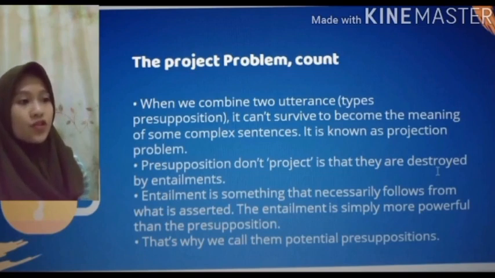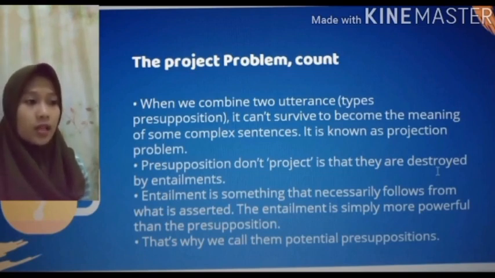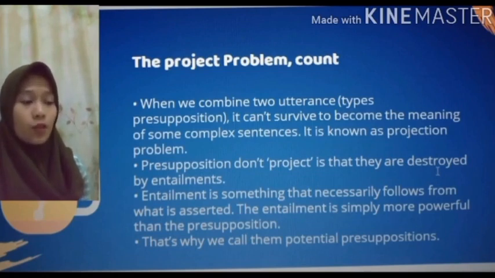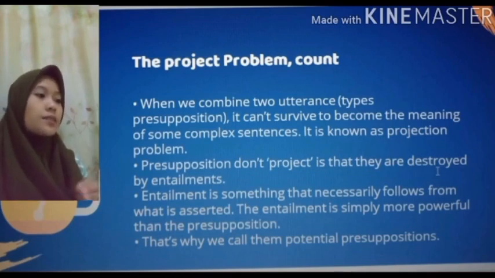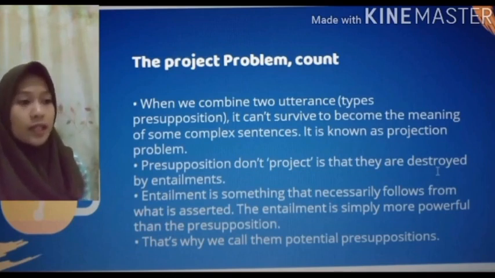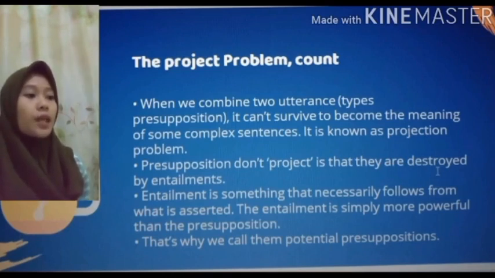Presuppositions don't project because they are destroyed by entailments. Entailment is something that necessarily follows from what is asserted. The entailment is simply more powerful than the presupposition. That's why we call them potential presuppositions.